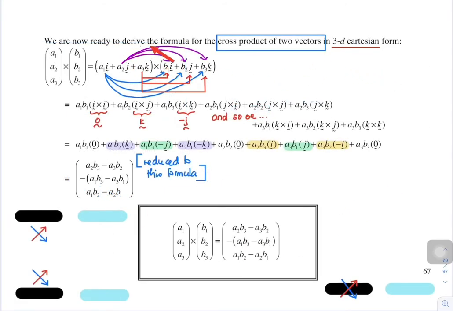We are now ready to derive the formula for the cross product of two vectors in the 3D Cartesian form. For example, if we are given these two column vectors, in order for us to evaluate, we actually change each of these vectors into the ijk form, and then we cross product each of these terms. So for example, a1i cross with b1i plus a1i cross with b2j plus a1i cross with b3k, and so on and so forth. Now let's try to simplify this long set of results.